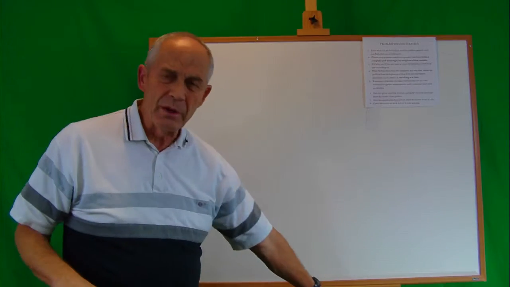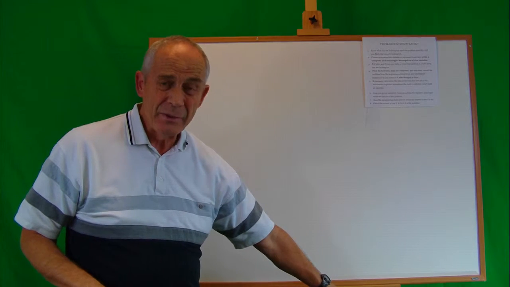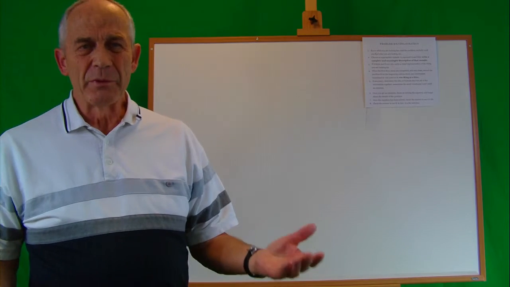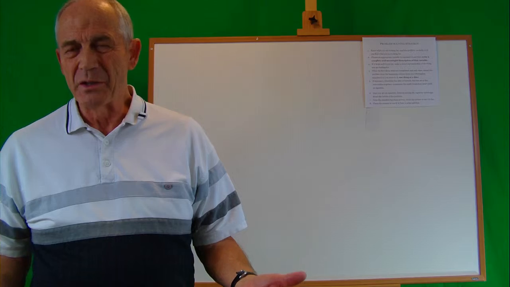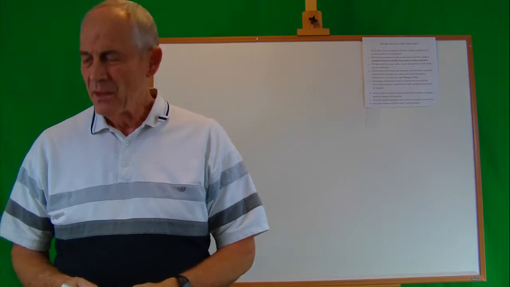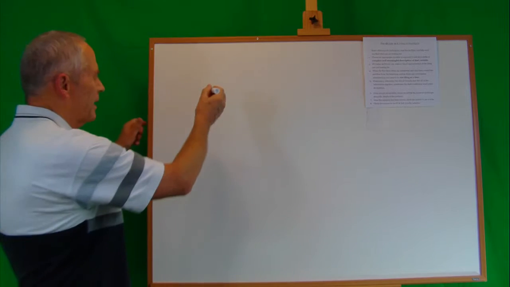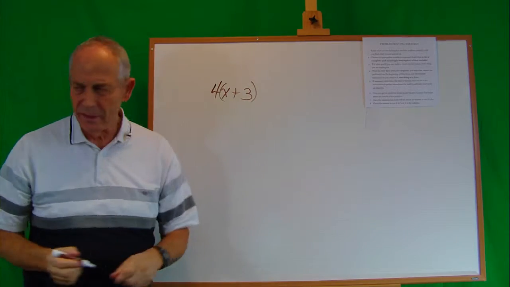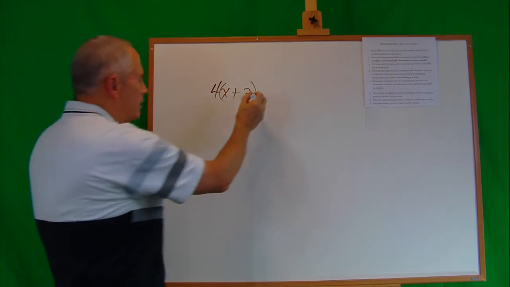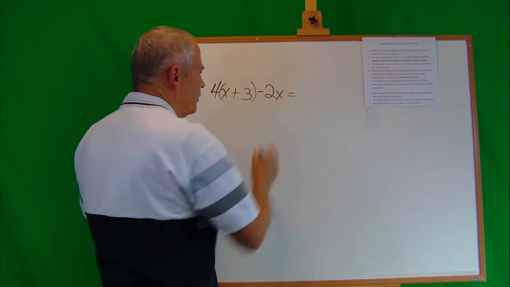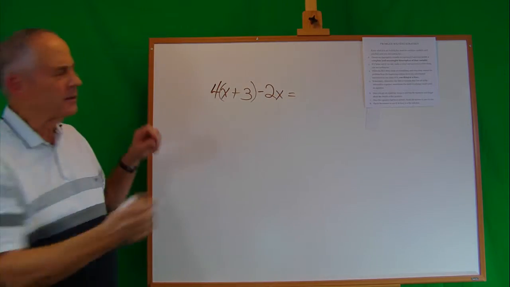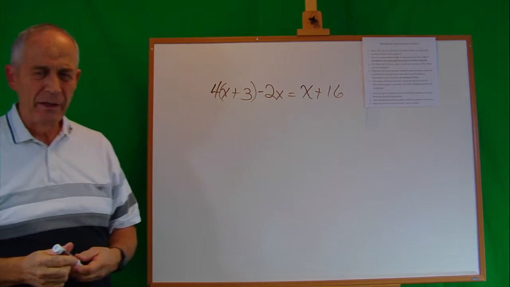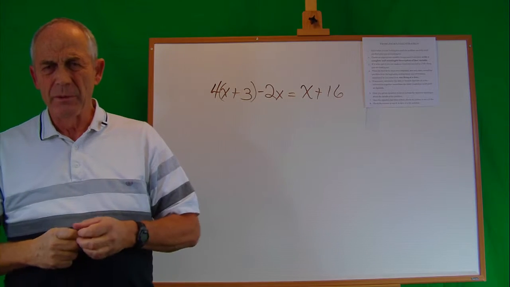For review, we're going to do a problem. The reason we need to do this is because we are talking about problem solving, and when we solve a problem, we're going to be solving equations to find information that we need. So here's our example. I've got 4 times x plus 3, minus 2x, is equal to x plus 16. This is the equation that we're going to solve as review.